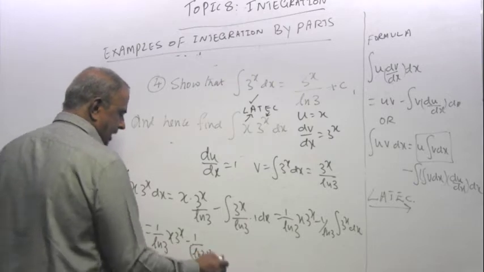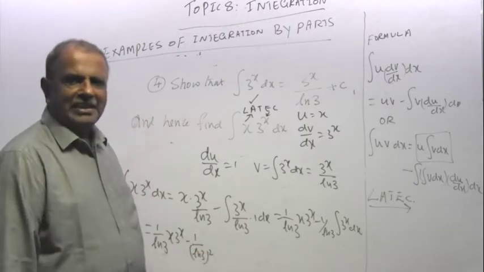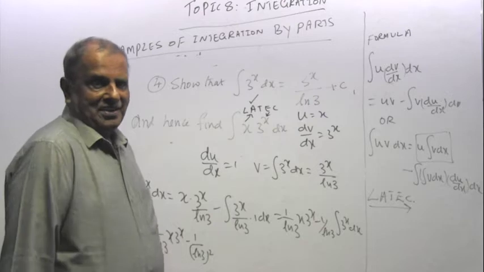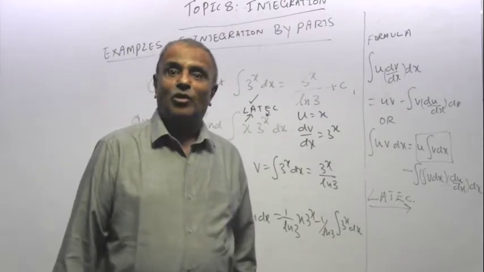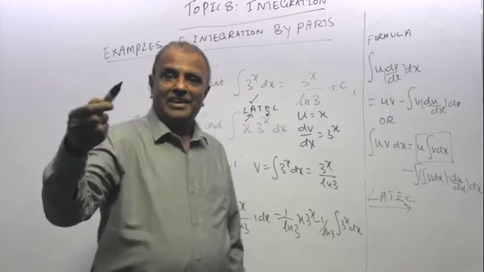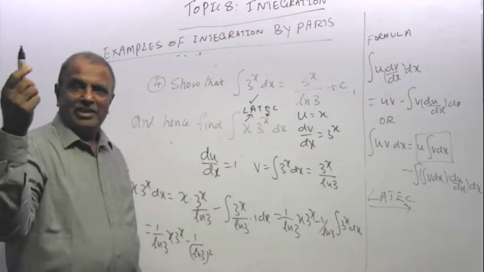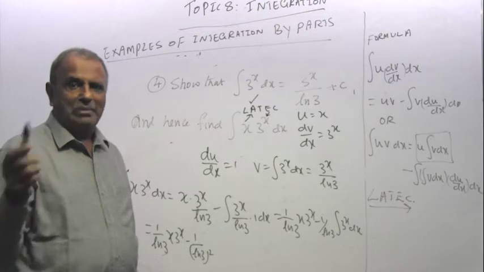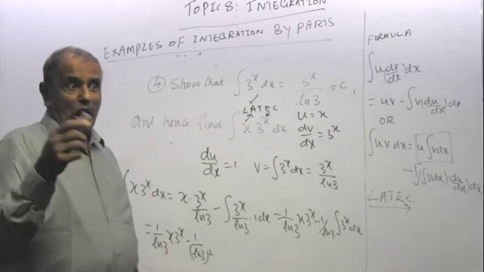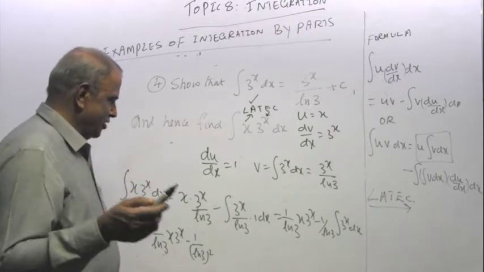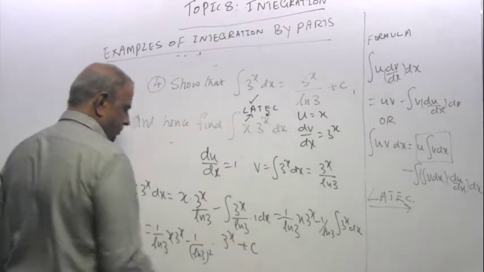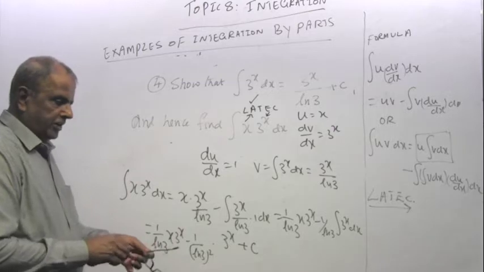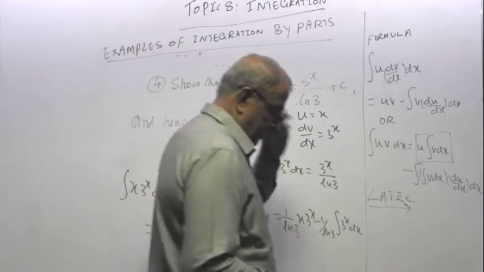Please, ln 3 times ln 3 is not ln 9. ln 9 is 2 ln 3, and ln 3 whole squared is not ln 9. New branch of maths. Log A times log B is not log AB. Yeah, please, or log A plus B. Or new branches of maths. That's the answer. Very good.